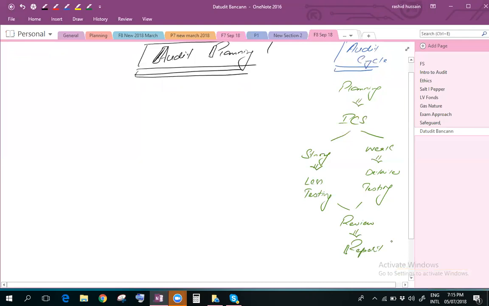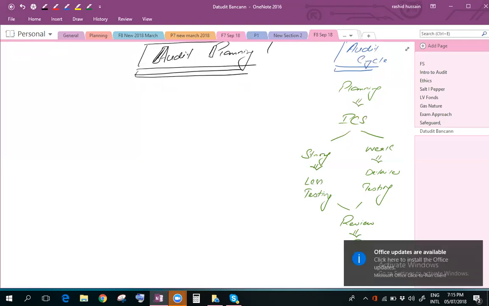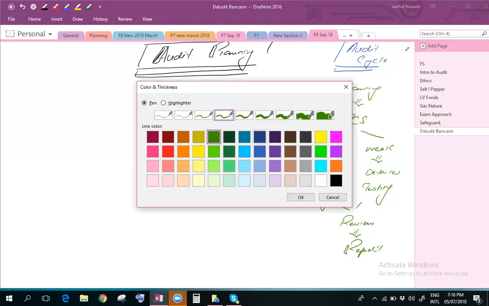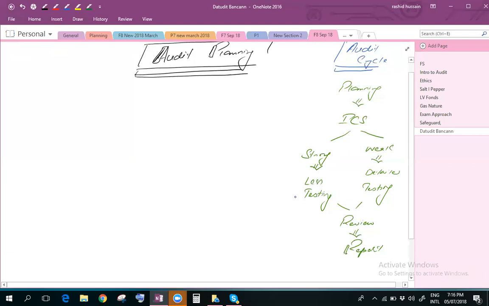First of all, we do the planning, then we evaluate the client's internal control system, and then we see the results, whether they are weak or strong. If the results prove strong, then we do less testing, and if they prove weak, then we do detailed testing. After that, we do the review, and the last stage is we give the report to the shareholders. Okay, this was the audit cycle.